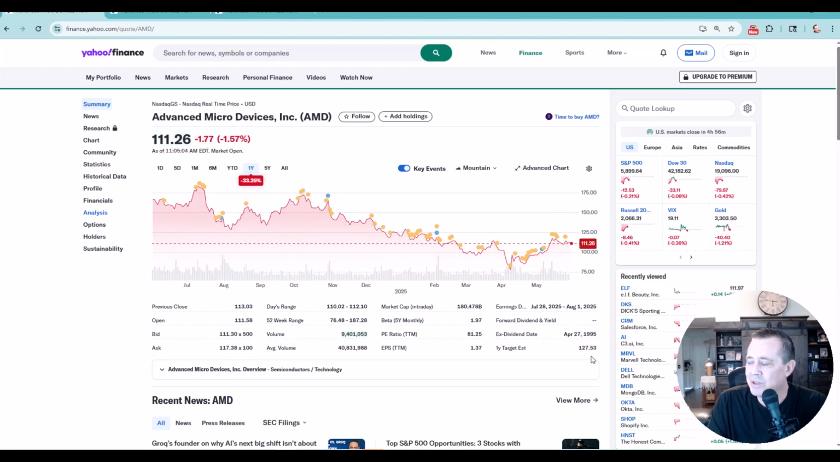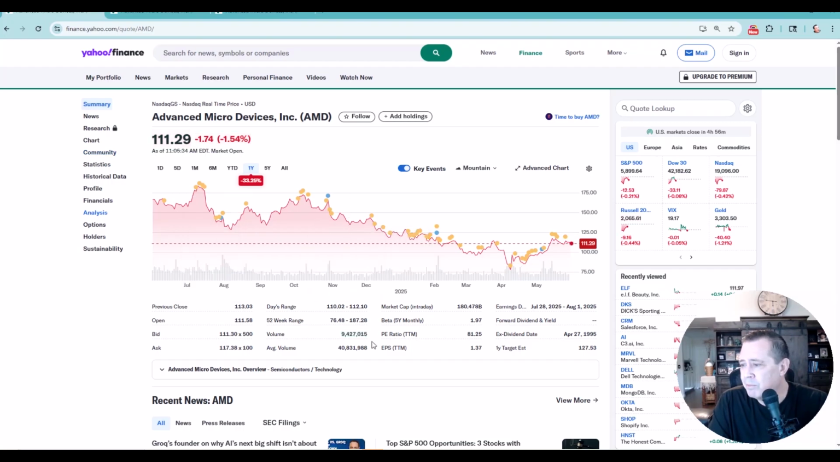They've got a target of 127. My target's 200. It's much higher, but it's trading right now at $111. And you can see, here's one factor I look at, the 52-week range from 76 to 187. So it's recently been at 187 within the last year. That's probably somewhere over here. And it was also up at right here at 170 just in October of last year. But there's a lot of good things going for AMD right now.